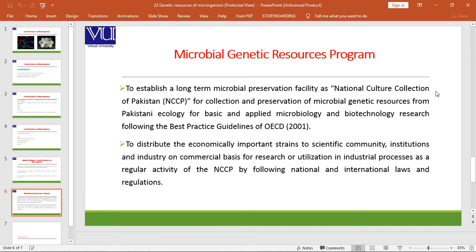such as the National Culture Collection of Pakistan, for collection and preservation of microbial genetic resources from Pakistani ecology for basic and applied microbiology and biotechnology research, following the best practice guidelines of OECD 2001, to distribute the economically important strains to the scientific community, institutions and industry on a commercial basis for research or utilization in the industrial processes as a regular activity of the MCCP by following national and international laws and regulations.